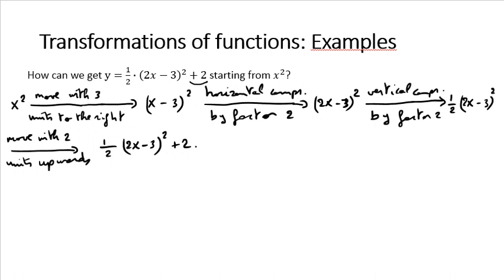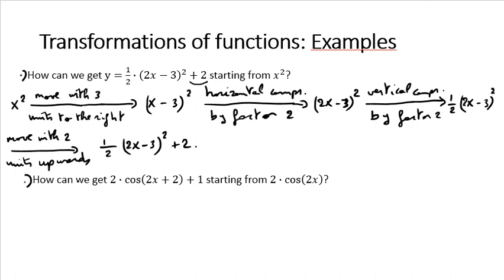Okay. Let's check another example now. So this is the second one. In the second one we start from 2 times cosine of 2x, and we have to go to this expression here. But I see here 2x plus 2, while I have 2x. So I have to do a horizontal translation.